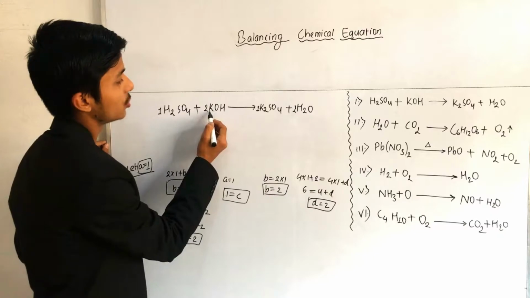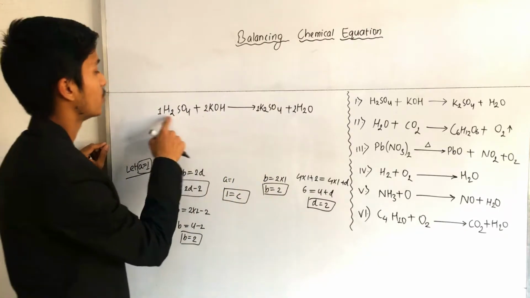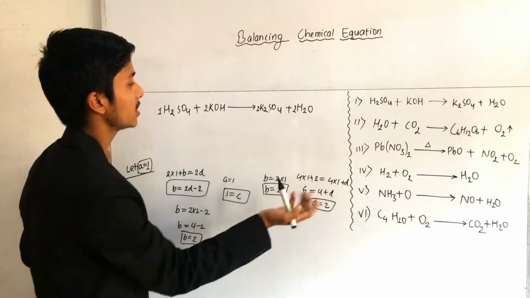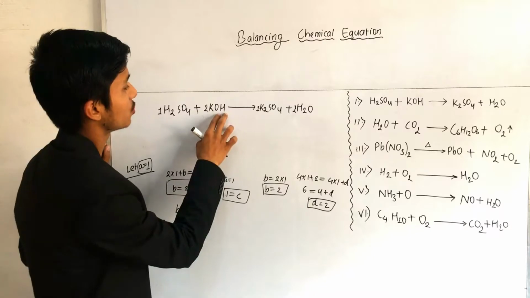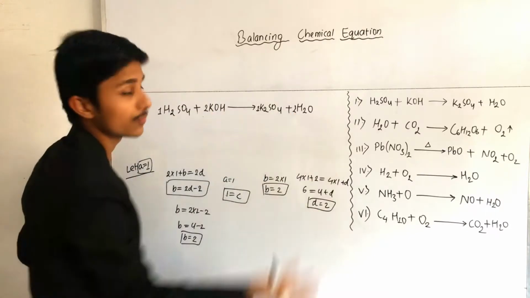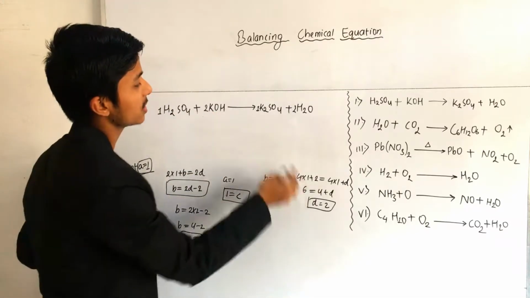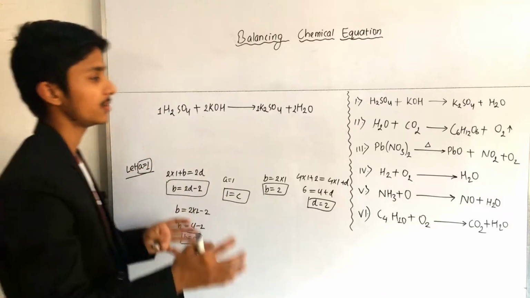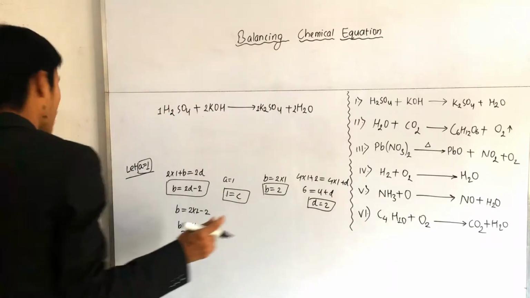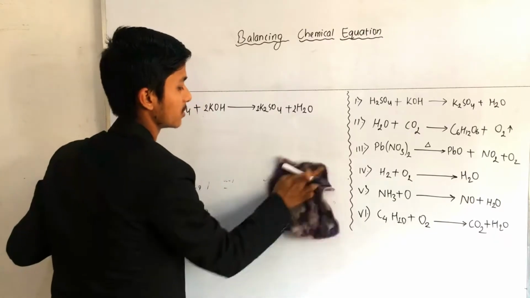This side 2K, and this side also 2K. This side 1 sulfur, this side 1 sulfur. This side hydrogen 2 plus 2, 4, and this side 2 into 2, 4. Similarly oxygen 4 plus 2, 6, and 4 plus 2, 6. This is the ABCD method. Okay. Now we take another example to understand the concept clearly.